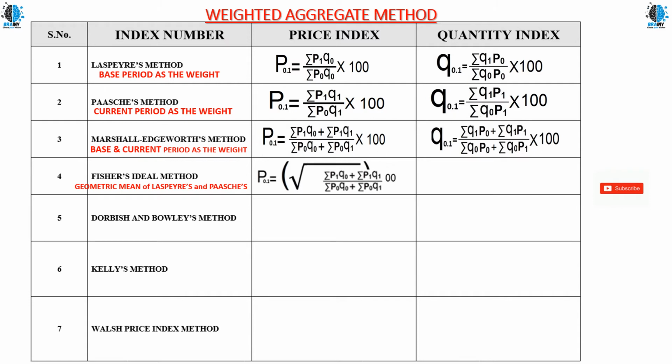So this is the Marshall Edgeworth formula, where I have Fisher's as an under root, as a square root. Next, the same for the quantity formula. Under this square root I will be having the quantity formula. That is the quantity index I have here of Marshall Edgeworth under root. Next I have Bowley's method.